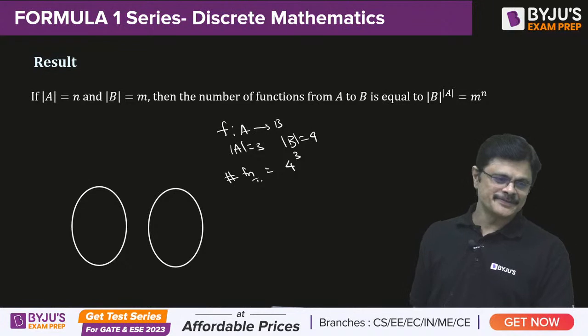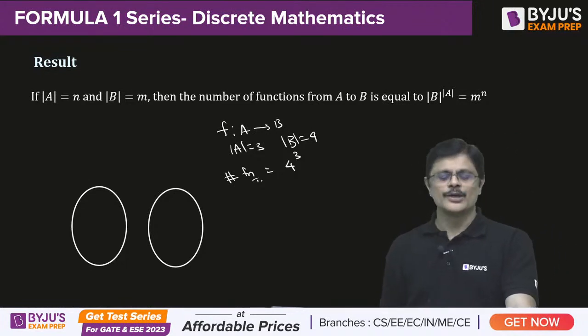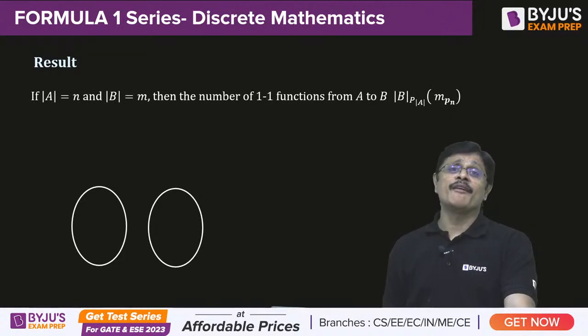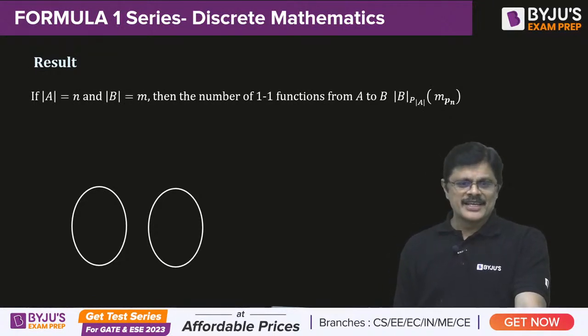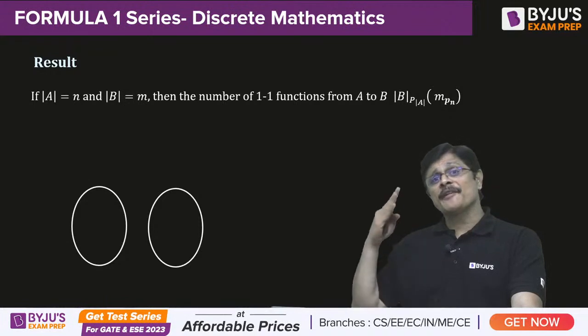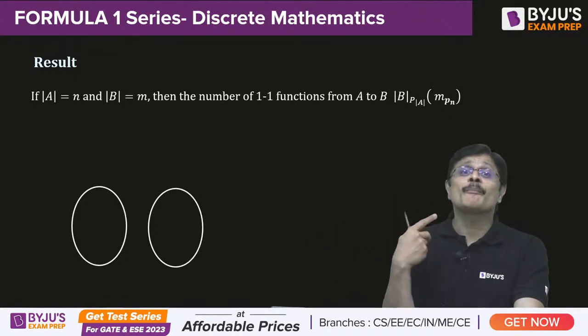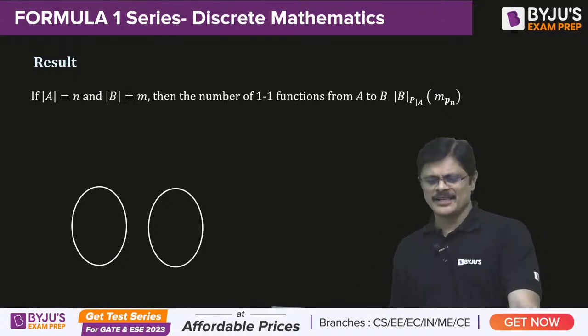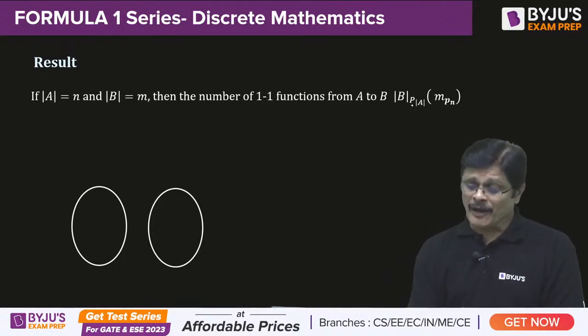Is the idea clear? So that is about the number of functions, my dear friends. Then comes the number of 1-1 functions. See, for 1-1 functions, it is number of elements in B P number of elements in A. Number of elements in B P A, my dear friends.